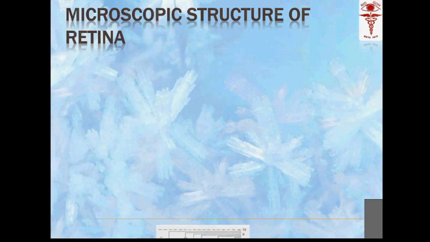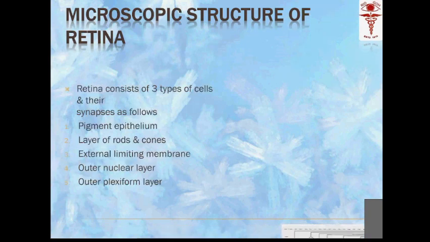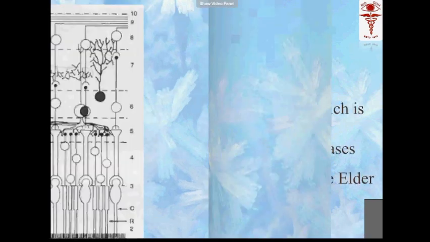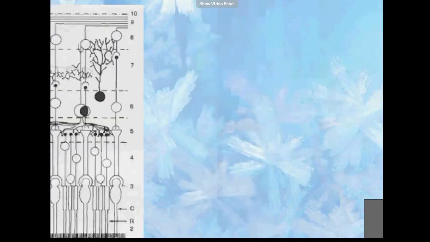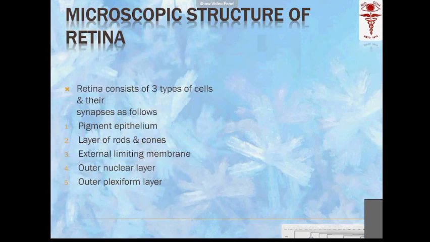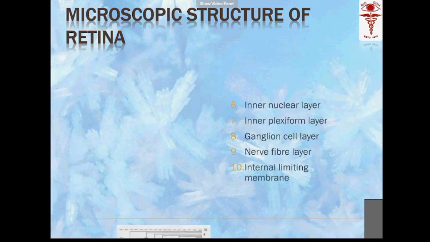So I think all of you are aware of these layers of the retina. We'll just revise the layers of the retina. We have the retinal pigment epithelium, then the layer of rods and cones, external limiting membrane, outer nuclear, outer plexiform, inner nuclear, inner plexiform, ganglion cell layer, nerve fiber layer, and internal limiting membrane. So this is the microscopic appearance.